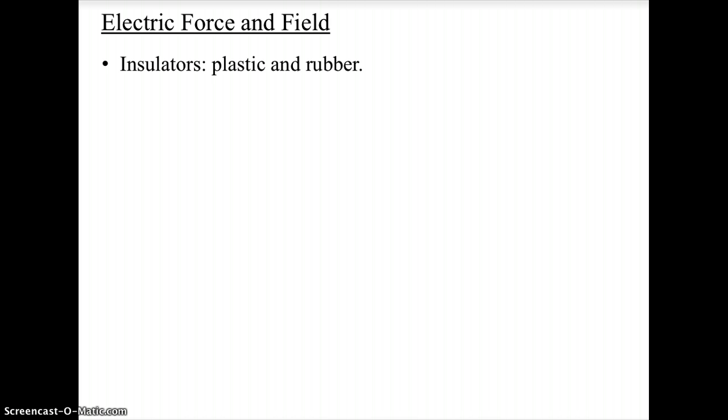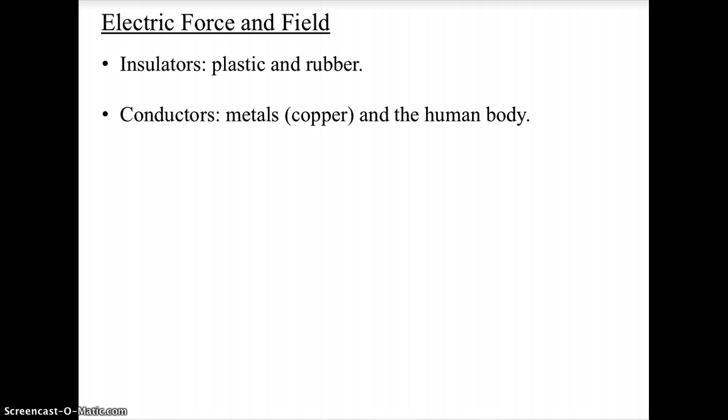Examples of insulators are plastic and rubber. Conductors include metal, especially copper. Copper is really, really widely used as a conductor. And the human body, we also say, is a conductor. Now, what about the earth or the ground?